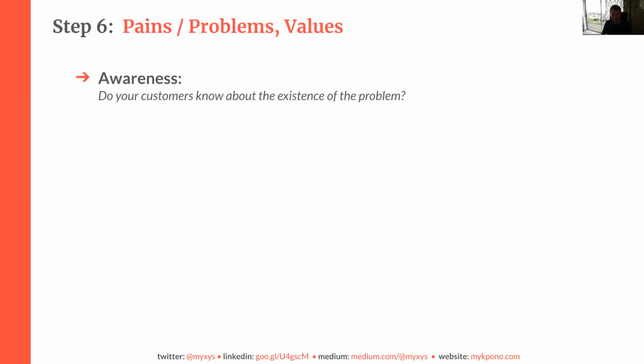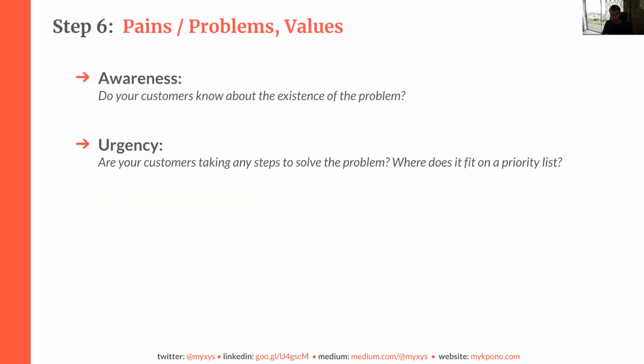So first of all, understand the awareness, understand the urgency. Awareness is: is the customer aware that they have a pain? Sometimes they do, sometimes they don't. Ideally, you'll have customers that are highly aware of the problem you're trying to solve, because then you'll have shorter sales cycles and you're not going to spend a lot of time convincing them that this is a problem. The second way to analyze the pains and problems you hear from your customers is how urgent the problem is. Is the customer taking any step to actually solve this problem, and where does it fit on a priority list? And then you want to understand the frequency with which this pain occurs.